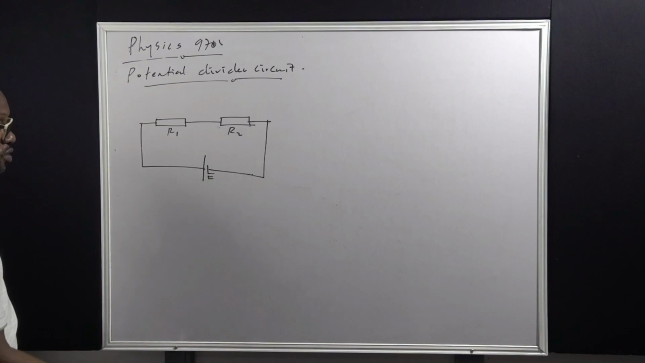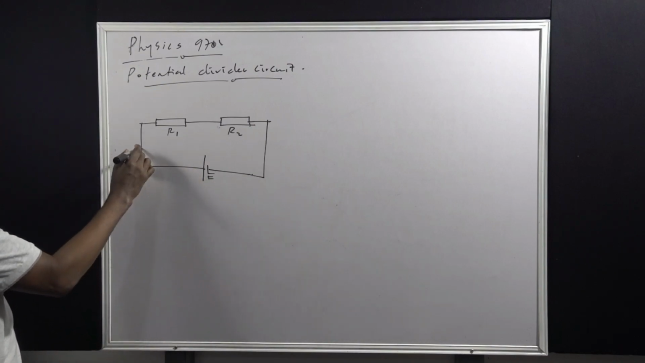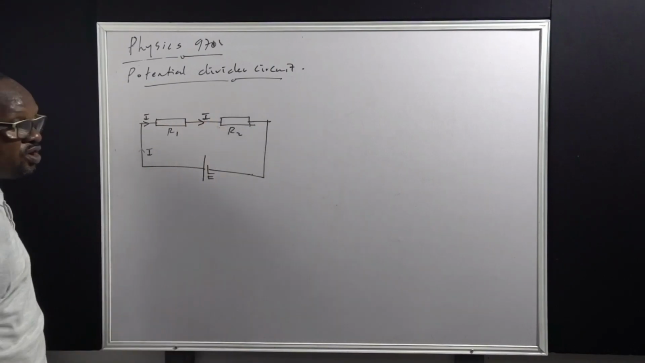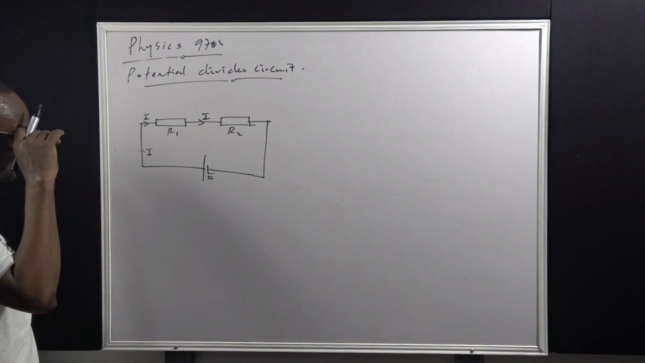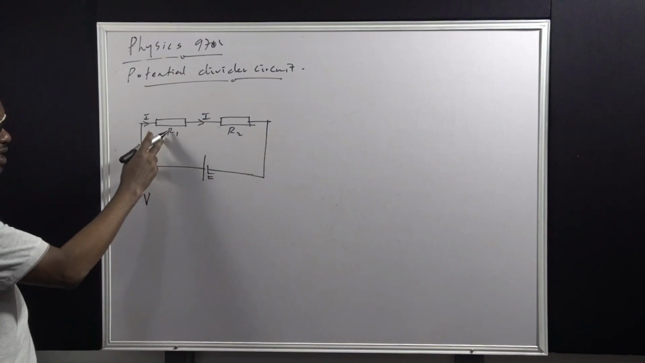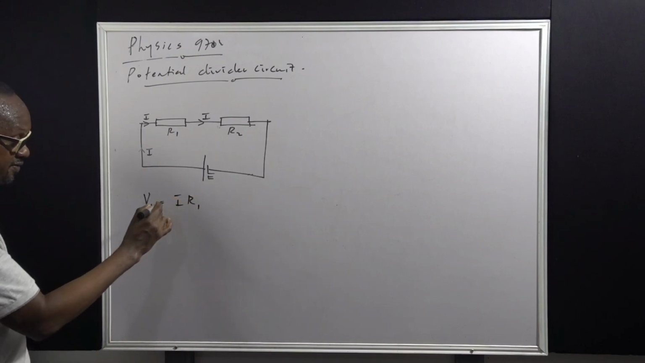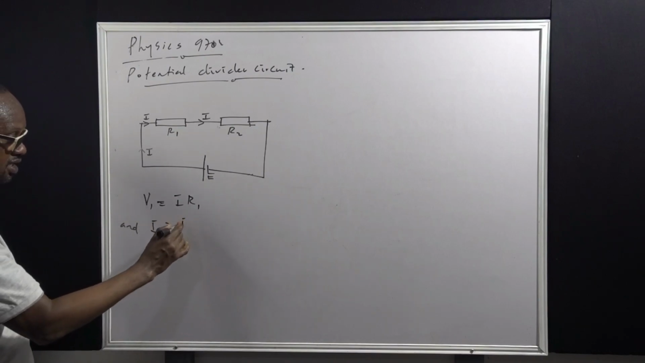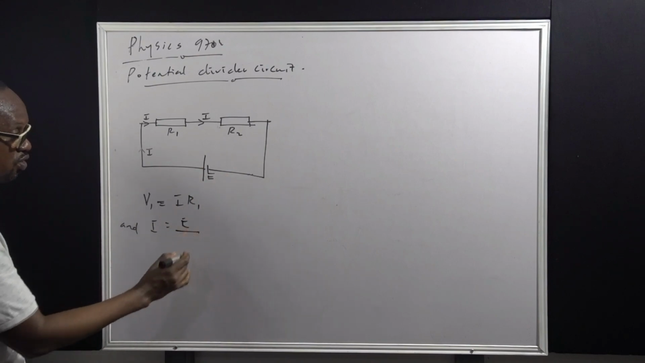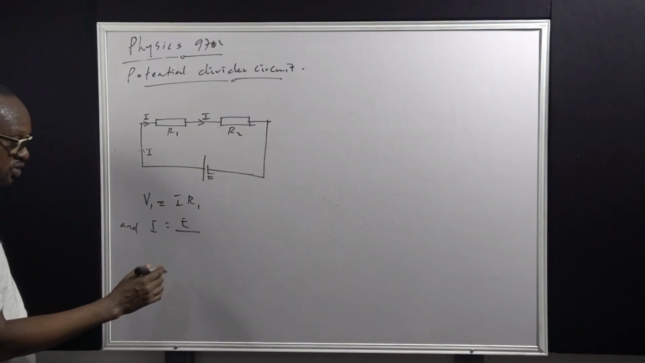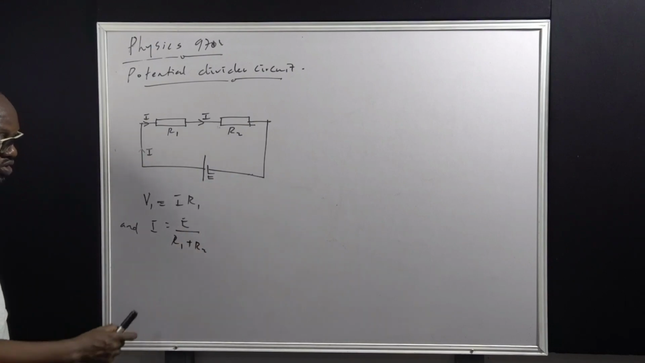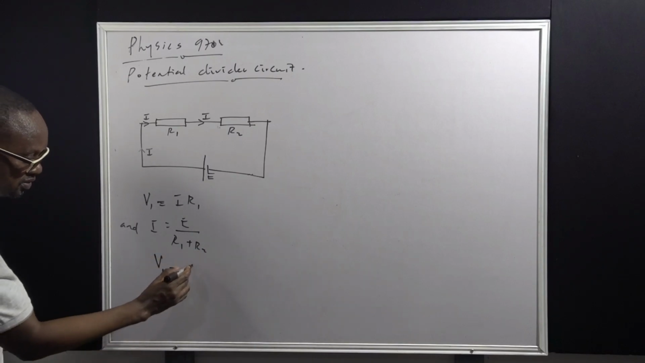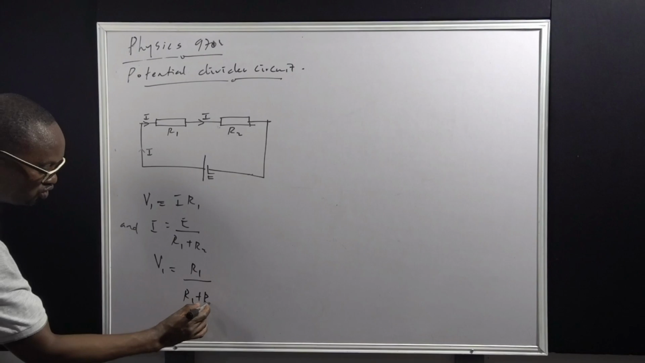According to what we said before, this battery supplies current I. Current I flows through resistor R1. Current I also flows through resistor R2. So we can say that the PD across R1 is IR1. And you remember that the current in the circuit is given as the EMF of the circuit over the total resistance of the circuit, which is R1 plus R2. If I substitute this into the equation, the PD across R1 becomes R1 over R1 plus R2 times E.